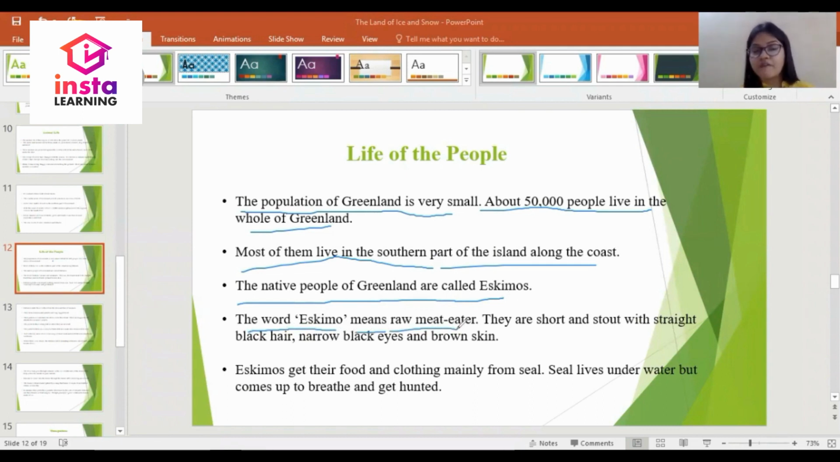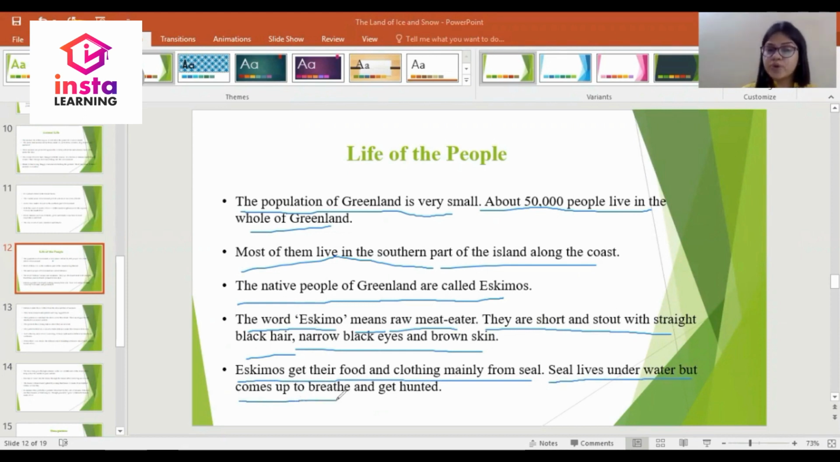What is the meaning of Eskimo? Eskimo means raw meat eater. They are short and stout with straight black hair, narrow black eyes, and brown skin. Dear student, Eskimos get their food and clothing mainly from seal. Seal lives under water but comes up to breathe and gets hunted.